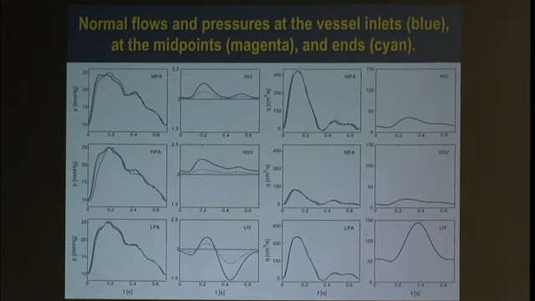Here are just some illustrated results showing flows and pressures at vessel inlets in blue, and then further down the vessels. So this is the main pulmonary artery. As you'd expect, you can see slight steepening and changing as you move down the vessel, and then changes in pressure as you move into the right pulmonary artery and the left pulmonary artery.